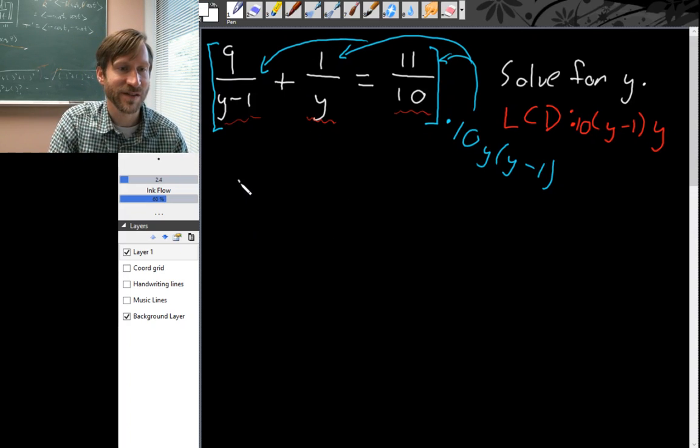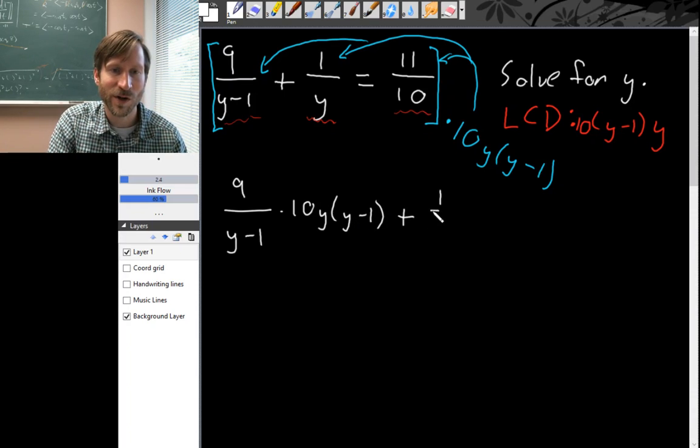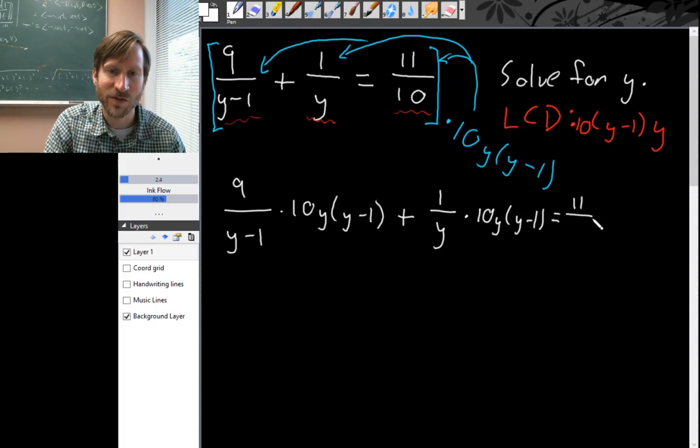So that's going to give us 9 over y minus 1 times the LCD, which is 10y times y minus 1, plus 1 over y times the LCD, 10 times y minus 1, equals 11 over 10 times the LCD, 10y times y minus 1.